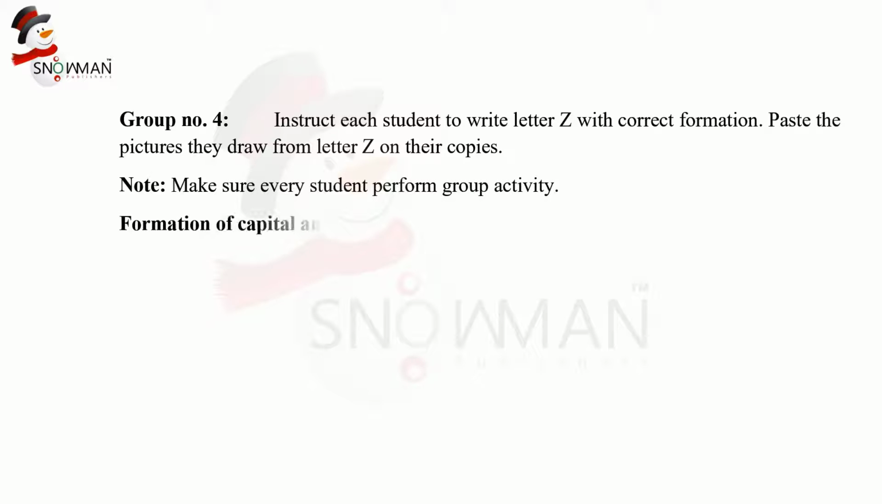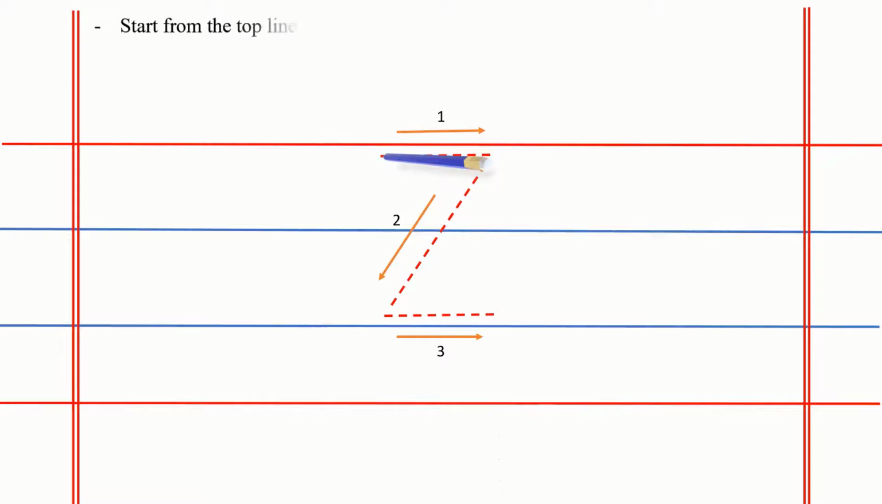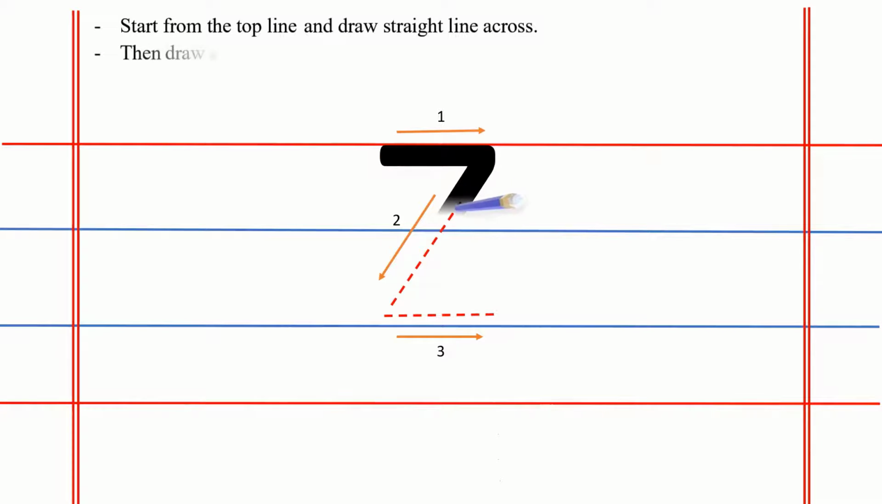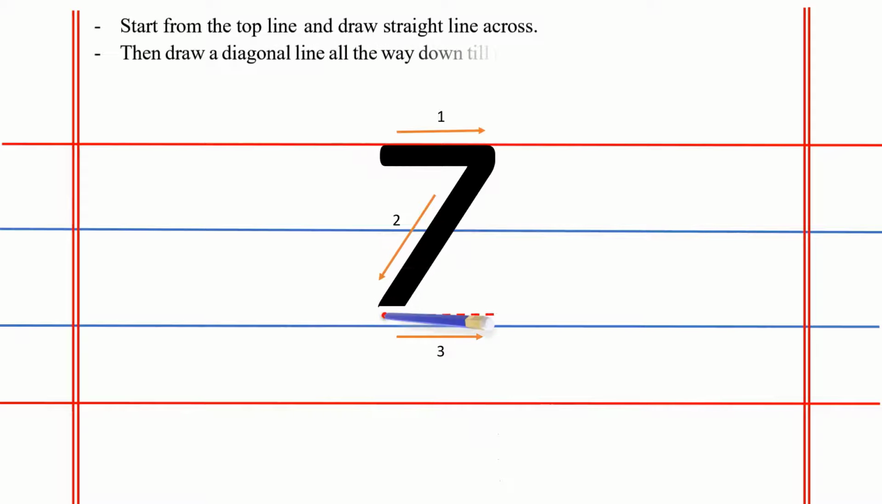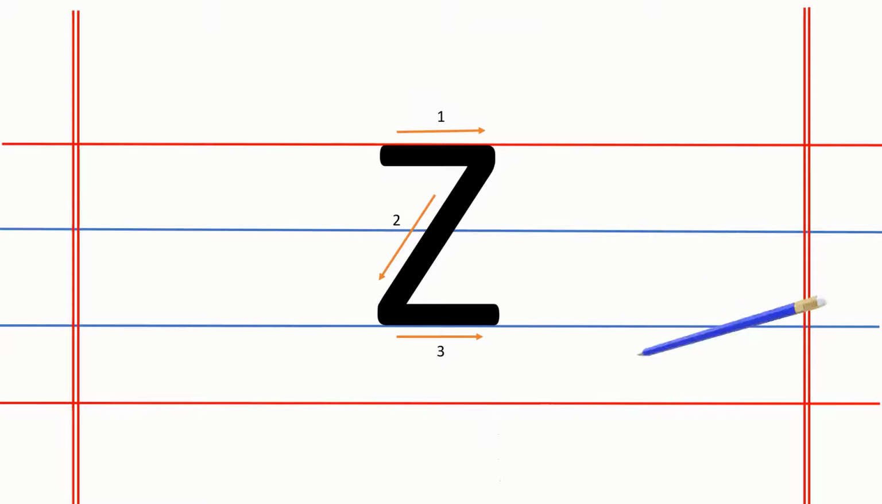Formation of capital and small letters Z activity. Draw 4 lines on the writing board. Write capital letter Z on the first 3 lines and give instructions. Start from the top line and draw a straight line across. Then draw a diagonal line all the way down till the 3rd line. Finally, draw another straight line in the right side across the bottom.